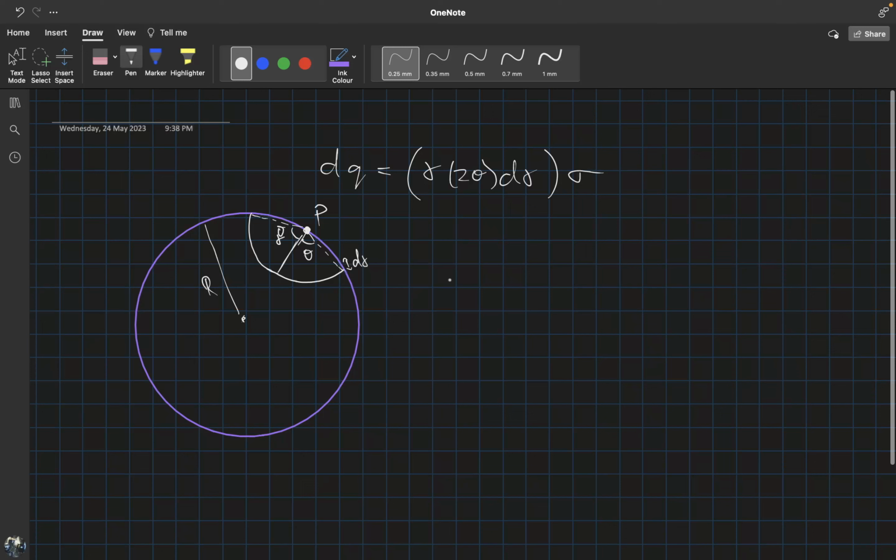Yes, sir. I want to write the potential for a structure in one shot, and it will facilitate it, right? 1 by 4 pi epsilon dq by r. We can write that down, correct? Yes, sir. Once you know potential, you can go for integration, dear.